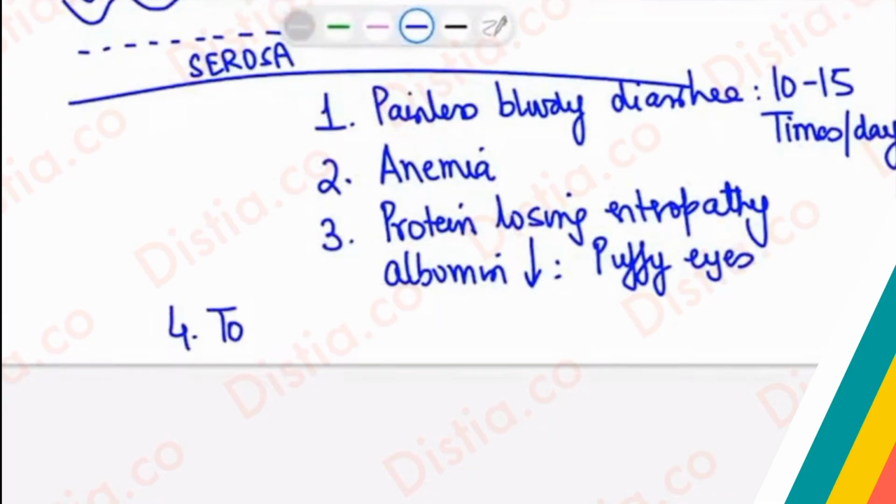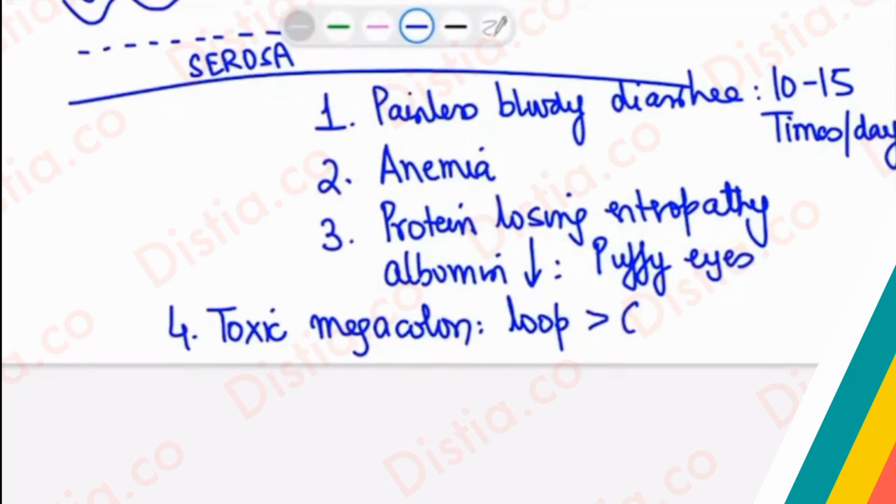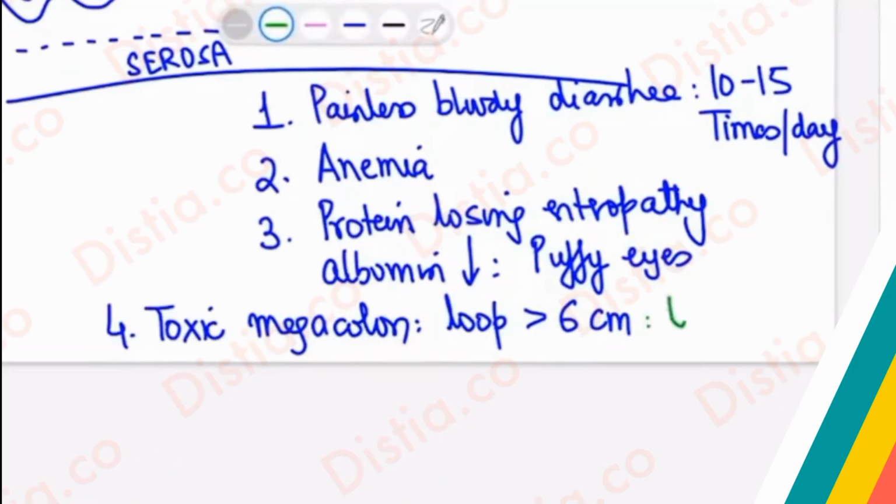There is a distinct possibility that the transverse colon once again will be hampered in this patient. The motility part is hampered, so toxic megacolon will occur. Toxic megacolon is said to be present when the large bowel loop diameter is more than 6 centimeters. Incidence-wise, remember the fact that toxic megacolon is more common in ulcerative colitis as compared to Crohn's.